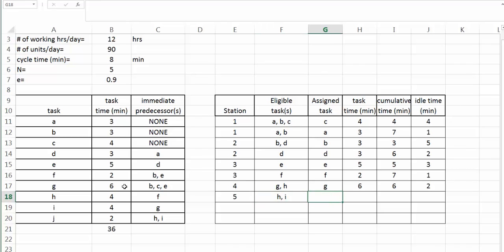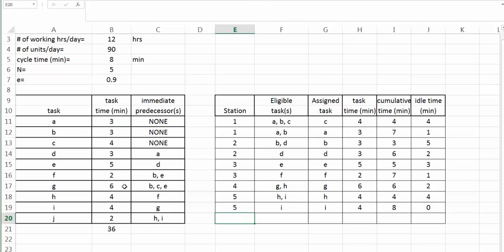So is task I. Well, H takes 4, I takes 4 minutes. So it doesn't really matter which one you assign over here. Let's go with H. All right. It takes 4 minutes, cumulative time 4 minutes. Idle time 8 minus 4 is also 4 minutes. Workstation 5 again because it has enough time. Now there's only one choice. Task I, the only task that is eligible. So we're going to assign task I to workstation 5. It takes 4 minutes. Cumulative time will be 4 plus 4, 8 minutes. Idle time, of course, nothing left at workstation 5.